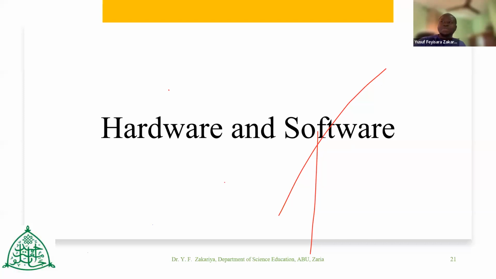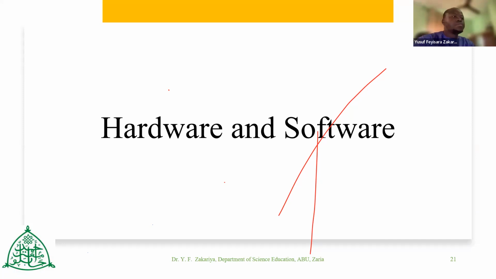After the activity, I will call upon one person from each group to make a presentation, to just tell us what you have written down or what you have discussed in your group. So let's get this done.